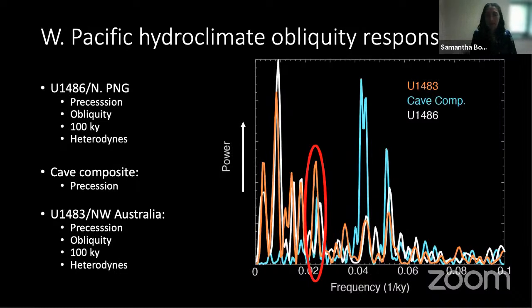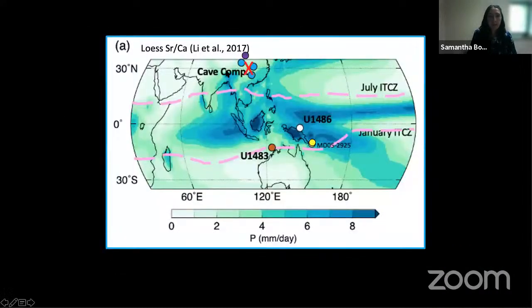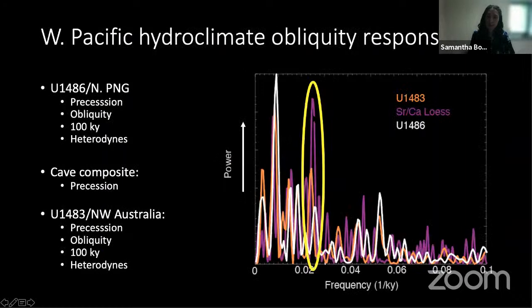So we'll look a little bit more at this, and we'll follow the lead of a previous publication by looking at another record of rainfall in China, the loess record of strontium calcium, which shows a strong obliquity response that you don't see in the cave record. So for this, we'll use this record to compare to.